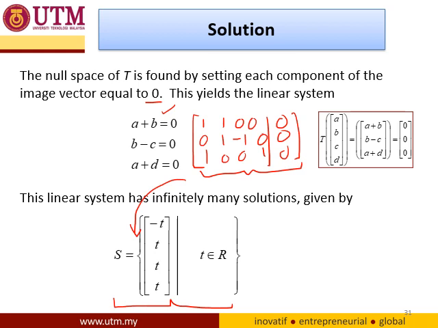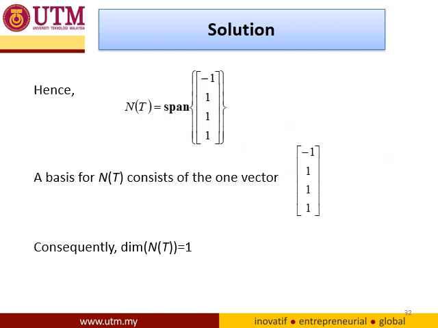Hence if you bring out the t, you get negative 1, 1, 1, 1. So this is a basis that consists of one vector. If you bring out the t from previously, the dimension is the size of the basis, so the dimension is 1. This is all from your previous chapters.